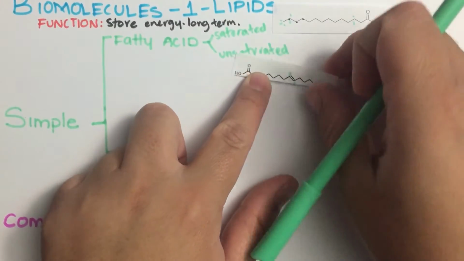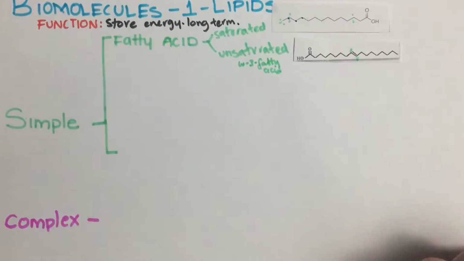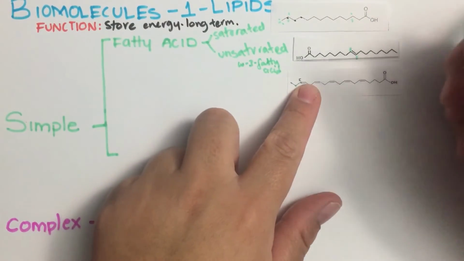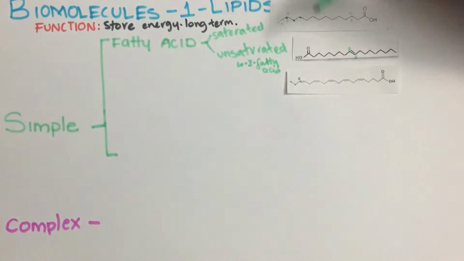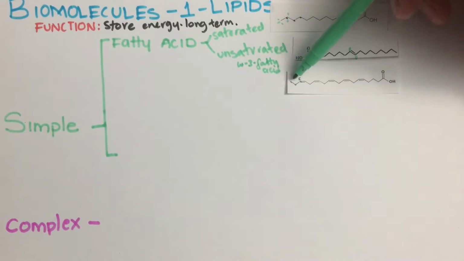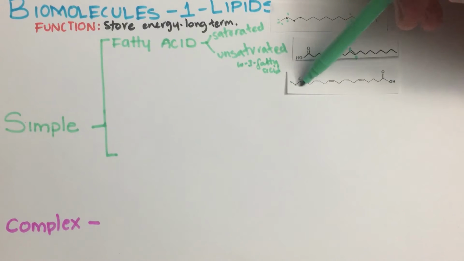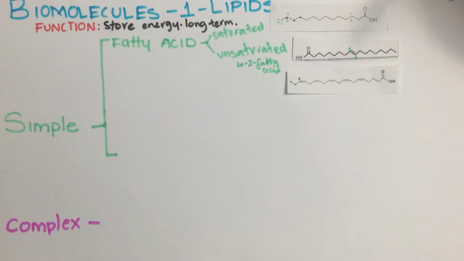There is one very special unsaturated fatty acid that we're going to talk about today, and that is the omega-3 fatty acid. How can you tell if it's omega-3? Starting on the omega side, you count 1, 2, 3, and you encounter the first double bond. So that would be one example of an omega-3 fatty acid.